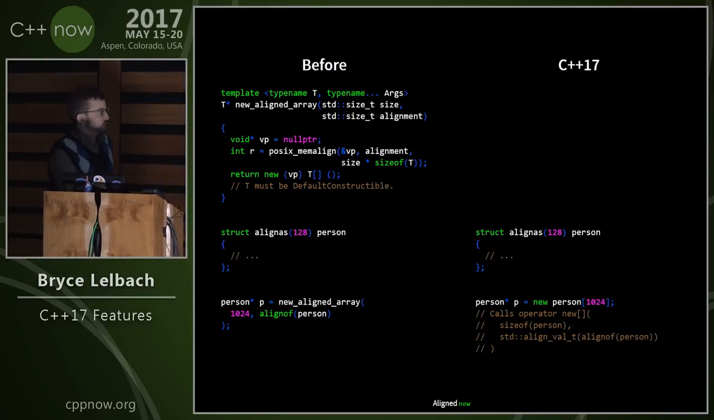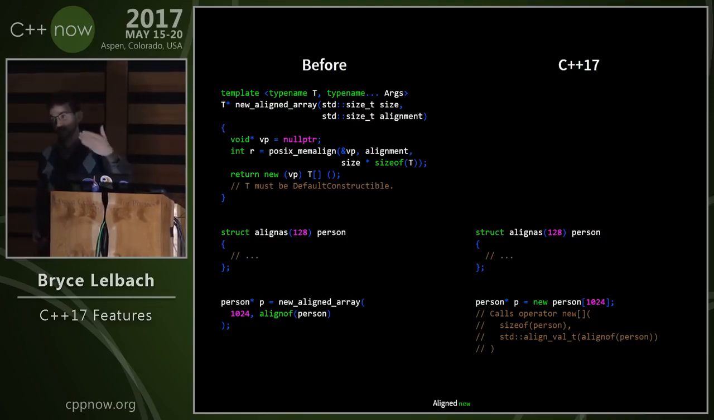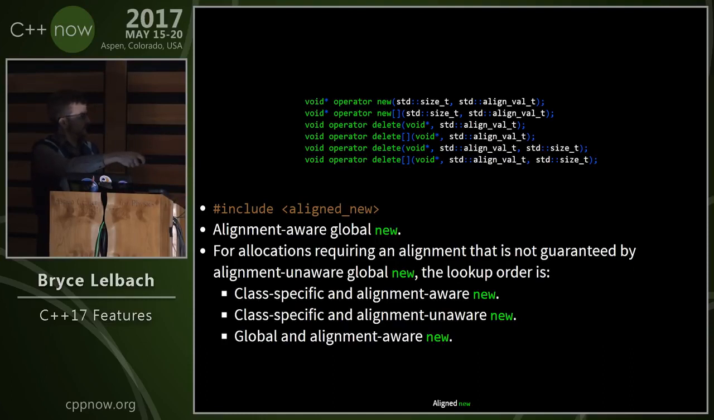And when you call new, there's a lookup procedure that prefers being backwards compatible, but if you've asked for alignment, it'll go and call the global allocator, assuming you don't have some class-specific allocator that you've written. So the lookup is like this. For allocations requiring an alignment that is not guaranteed by alignment-unaware global new, the lookup order is class-specific and alignment aware, then class-specific and alignment unaware, and then global alignment-aware new.